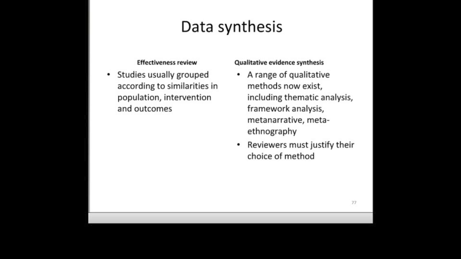Now, data synthesis is a complex issue, because for effectiveness reviews, we usually group according to similarities in population, intervention, and outcomes, and we compile an overall measure of effectiveness. But for the qualitative bit, you have this whole range of qualitative methods that you need to choose from. I've given you the choice points already, and my colleagues in the upcoming talks will go into the details of all these different options for you. But you need to be able to justify your choice of method, and that justification should be in your protocol.